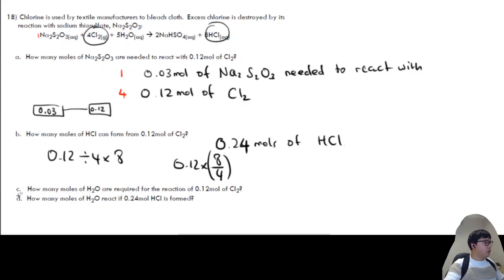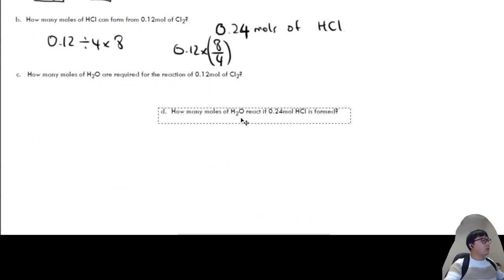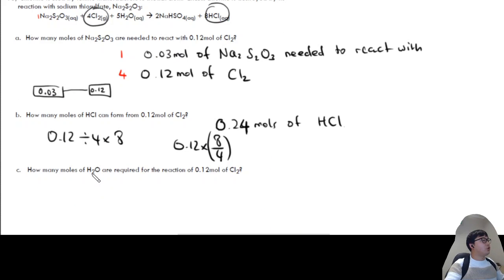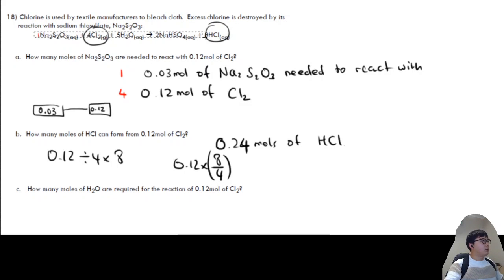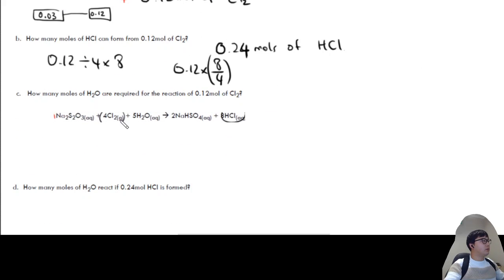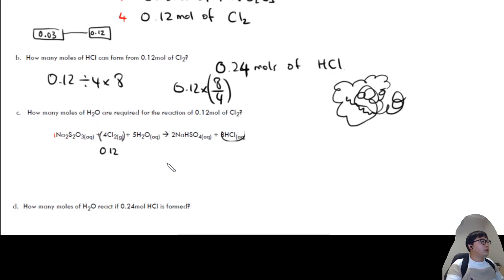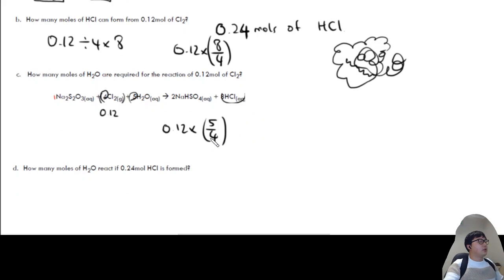Now moving on to question C. Question C is how many moles of H2O are required for a reaction of this much mole of Cl2? So the ratio is 4 to 5, right? So let me just copy the equation over here. So the ratio is 4 to 5. If this is 0.12, then how many moles of H2O? All right, so you guys can work it out. So all you have to do is 0.12 times by 5 on 4, right? Divide by 4 times by 5. That's it. So you get 0.15.